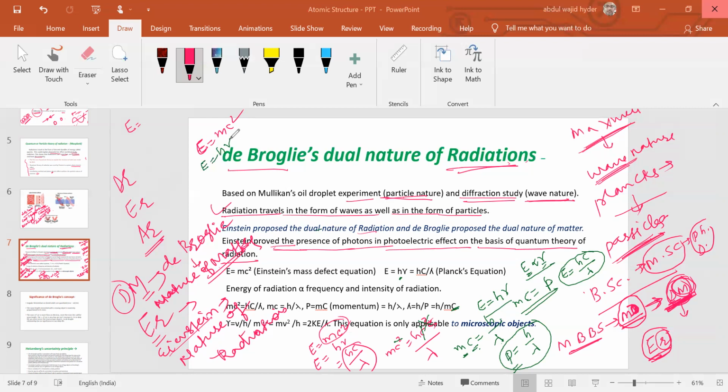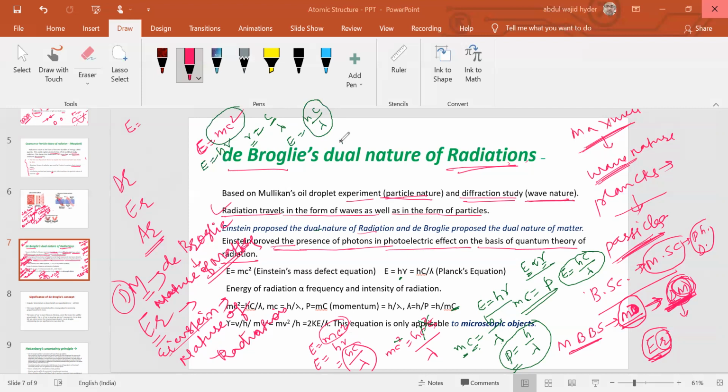Nu is equal to what? C upon lambda. Frequency of light is equal to velocity of light upon wavelength of light. So in place of nu, write C upon lambda. So E is equal to what? hc upon lambda. This is E and this is also E.